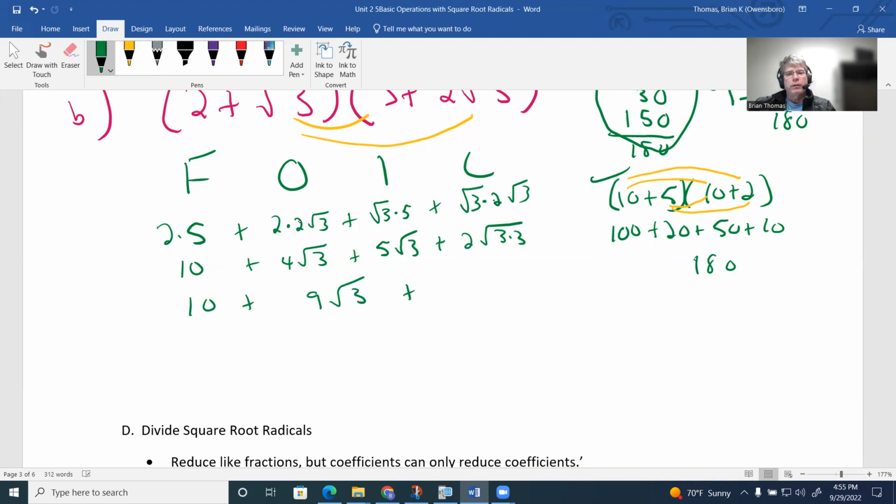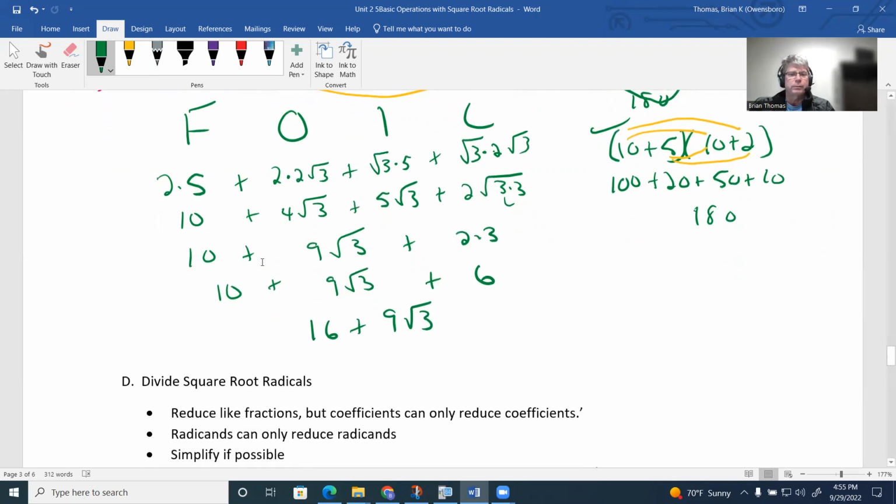Over here, though, notice how we have 2 3's inside there. That means 1 3 can come out. That means that's going to be 2 times 3. So notice how 2 times 3 is actually going to be a 6. So that's 6 plus then 9 square root of 3 plus 10. So that means the final answer is going to be 16 plus 9 square root of 3. So that's what we mean by using what's called FOIL to do the problem.